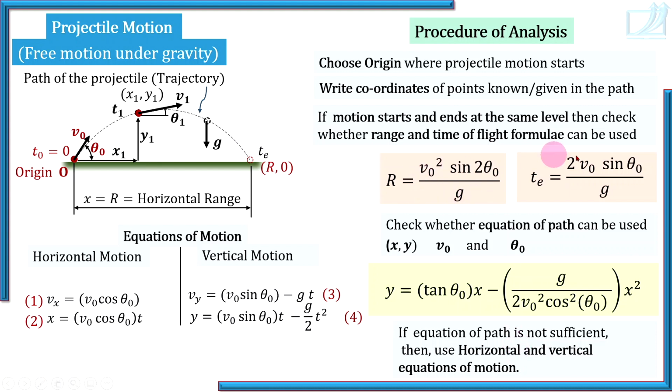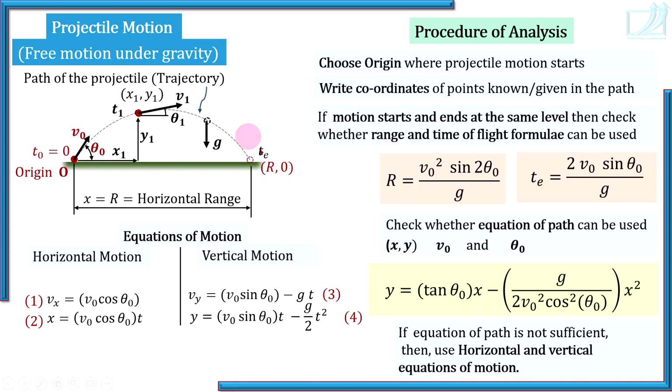It's simple. If motion starts and ends at the same level, use these 2 equations. If x, y, v0 and theta 0 are given and asked are amongst these variables, use the equation of path. And now what I am telling you, listen. If time is involved in the problem or anything other than this is asked, you should use the equations of motion. Using equations of motion, whatever is asked in a problem on projectile motion, you will be able to answer without any difficulty. Now, how to use equations of motion to solve problems.